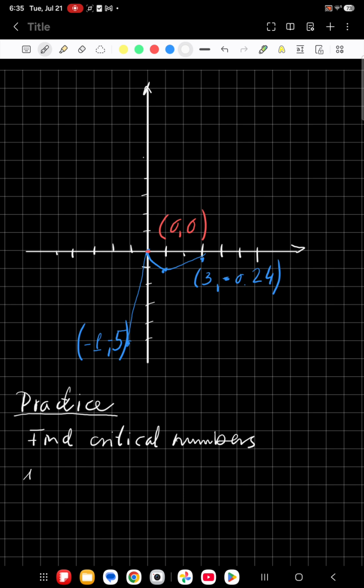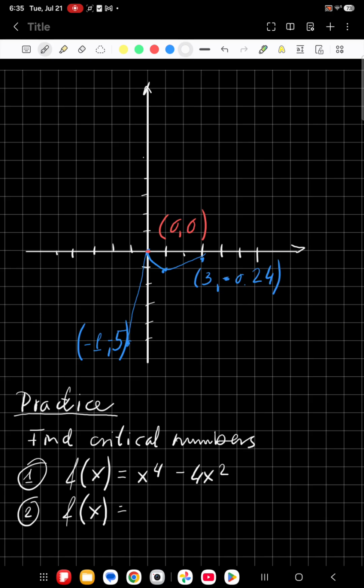Okay, the first one is f of x equals x to the fourth minus 4x squared. Okay, so critical numbers, right? So the second one the same. Just find the critical numbers.